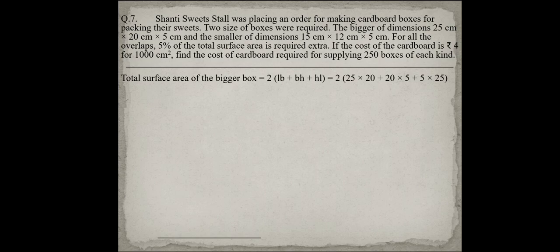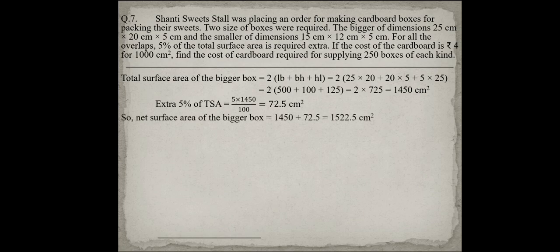So first of all, the total surface area of the bigger box. Very simple. This is a cuboidal shape. So 2 into (LB plus BH plus HL) equals 1450 centimeter square. Now 5% extra of this, it means 5% of 1450, 5 into 1450 upon 100 equals 72.5. It means we will add 1450 plus 72.5, that much area is required for a bigger box. So we have the area of the bigger box.